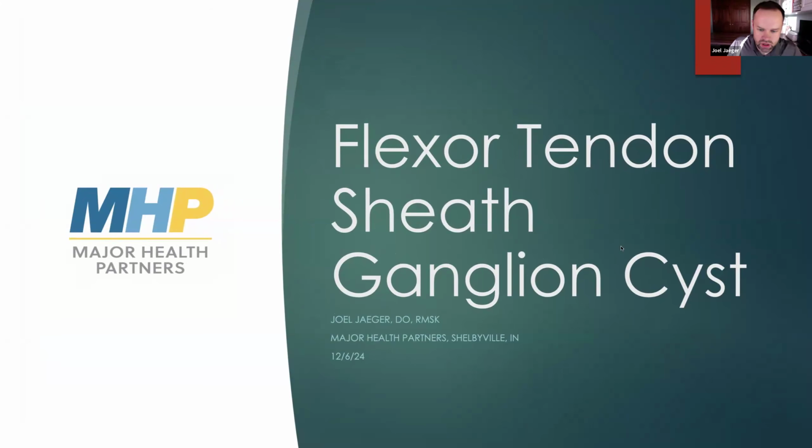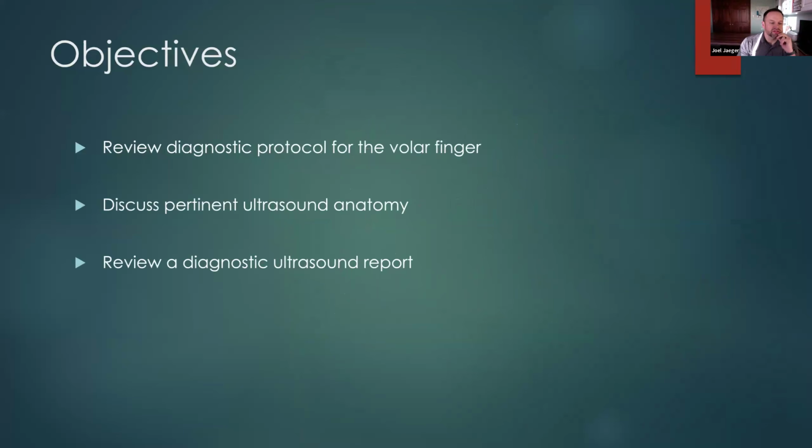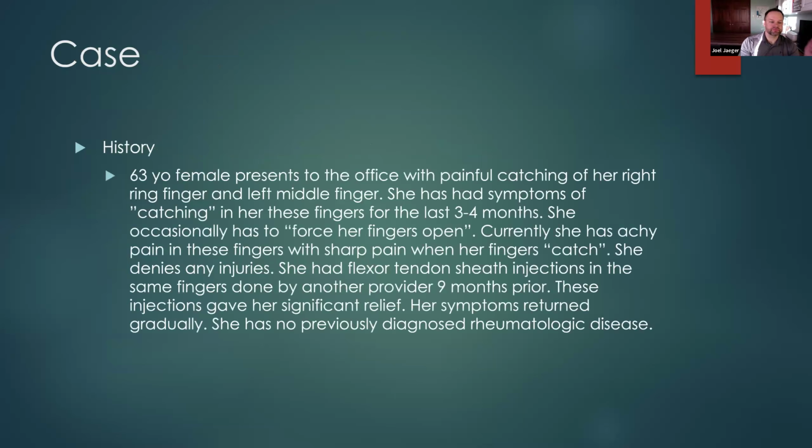So we're going to go over this flexor tendon sheath ganglion cyst. Just to go through some objectives for this talk: we're going to go through a diagnostic protocol of the volar finger. Along the way, we're going to discuss pertinent anatomy and also some of the nuances of how this anatomy looks under ultrasound. And then at the end, we are going to review a diagnostic ultrasound report.